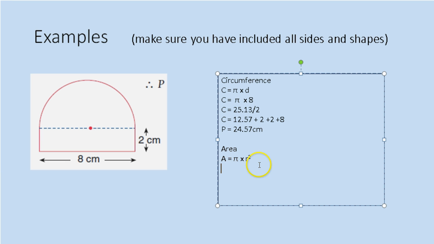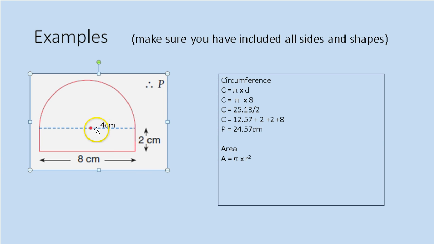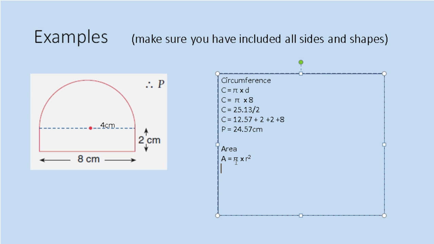Okay, let's have a look at the actual area of the shape, so how much space is inside it. We've got a semicircle here, and we're going to use our formula. Now remember, the radius is actually 4 centimeters in this case. Okay, so our radius is from here out. So let's plug everything into our formula. So the area, so we go pi times the radius, so 4 squared.